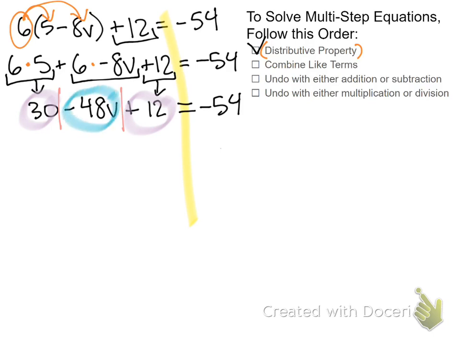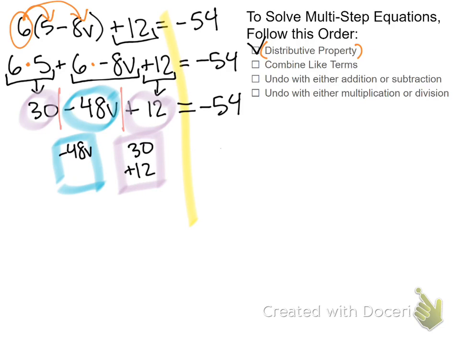This term right here has the variable v. There is no other term that has a variable v, so I am done with that. I need to have one box for that blue and one box for this purple. And I'm just going to group my like terms. So 30 goes in here, negative 48v goes in here, and plus 12 goes in here. Now I just need to combine.